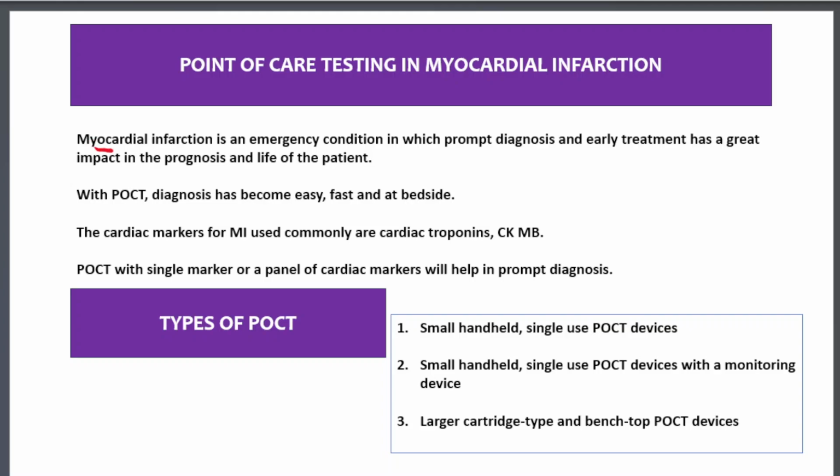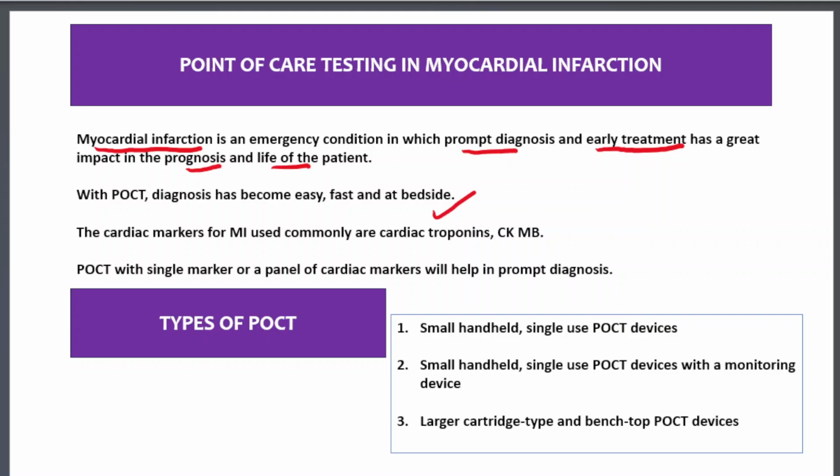So for myocardial infarction, that's our topic proper, right? So myocardial infarction is an emergency. Of course, it's a medical emergency condition. Here, you need to make a prompt diagnosis, and if you initiate the treatment early, it would be of huge impact in the prognosis and the life of the patient. Is it not? In order to increase the lifespan or to even save the patient, early treatment is very much essential in case of MI. So with POCT, the diagnosis has become easy, fast, and at bedside even, right, at any site.